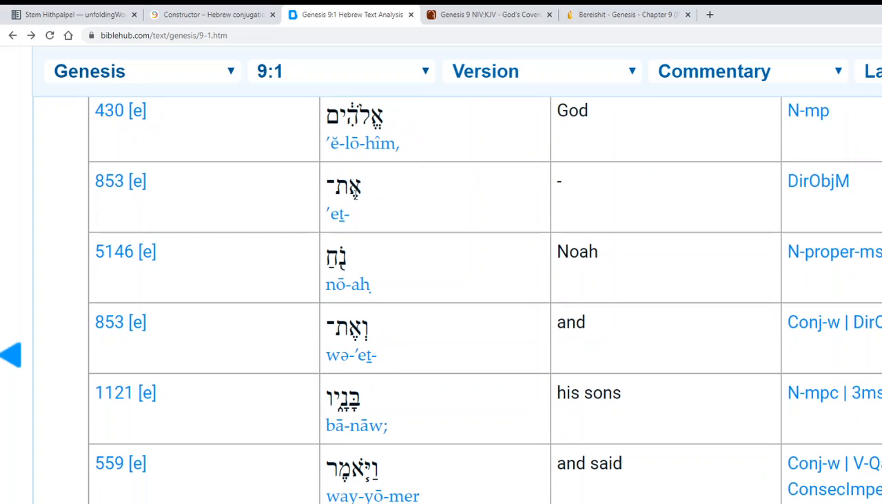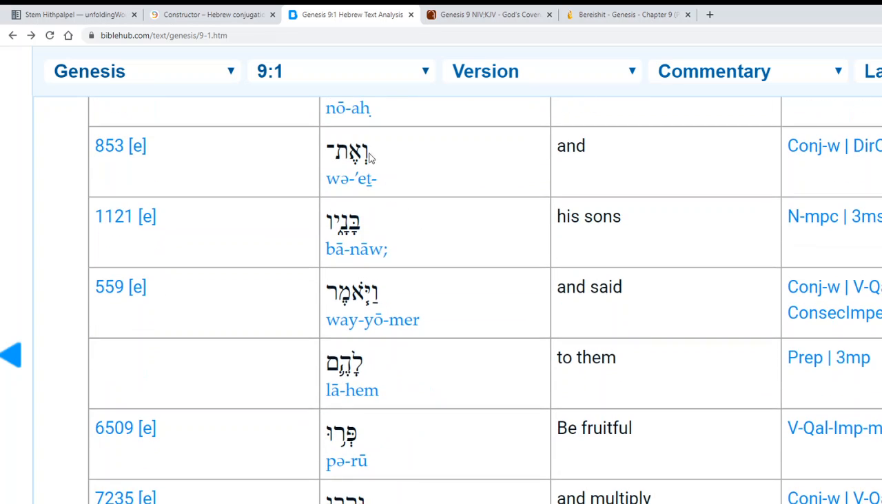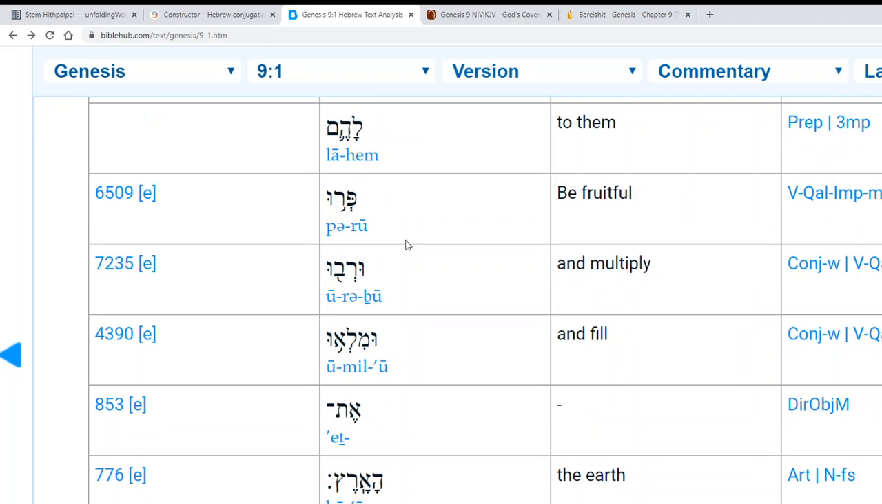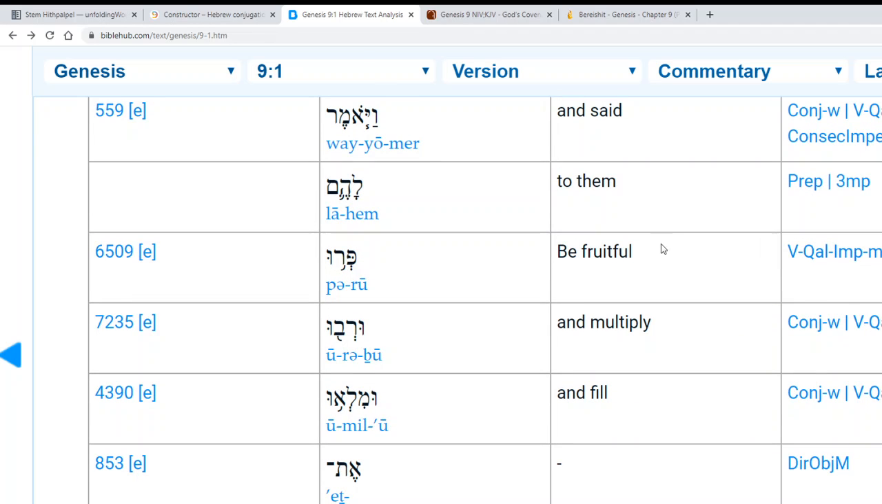Shem Elokut. Et is the direct object marker. Noach is his name. Conjunctive vav again, and the direct object marker. Banav, right? His sons. Ben is son. Banim is sons, in the plural. Banav, the vav at the end is the third person masculine singular. His sons, right? Vayomer. So again, conjunctive vav, the yud telling you it's an imperfect. The root is aleph mem resh, amar, to say. Lahem, so that is the prepositional lamed with the root telling us third person masculine plural, to them.